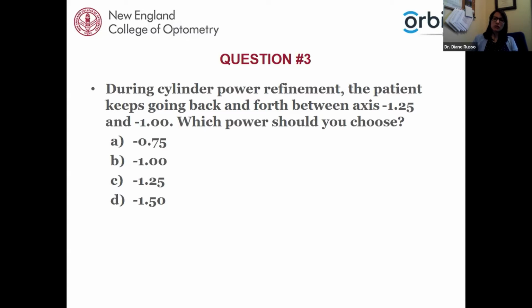Usually if a patient is choosing between two powers, the more conservative thing to do is choose the lower power so that we're not giving them a higher prescription than necessary. So you can, again, just pick the -1 and then move on to the second sphere check. And you can always further refine whether they need the -1 or -1.25 after you've removed the JCC. Great.